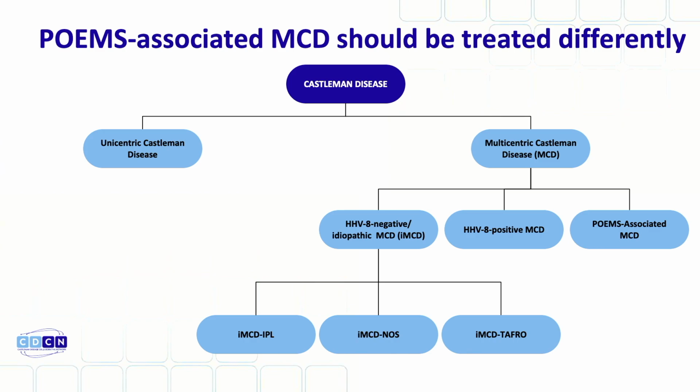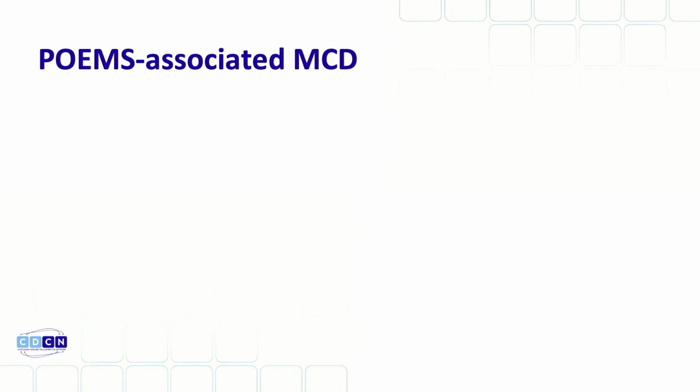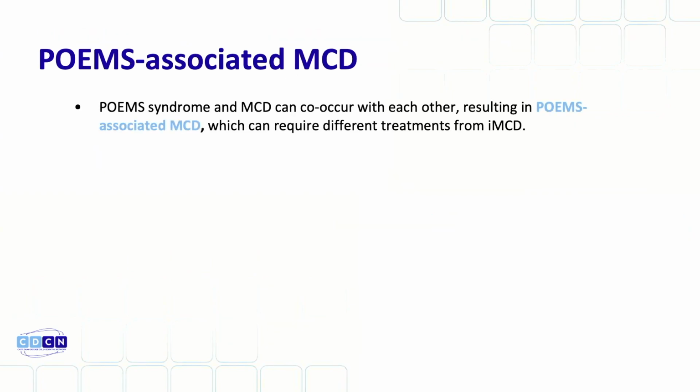So POEMS syndrome, a form of multicentric Castleman disease, is caused by a cancerous plasma cell population. Those plasma cells are producing a lot of the bad stuff that you see in idiopathic multicentric Castleman disease, all those cytokines. But in this case, we know it's because of these cancerous plasma cells. Let's go to the next slide. A little bit more about POEMS. And can click through here.